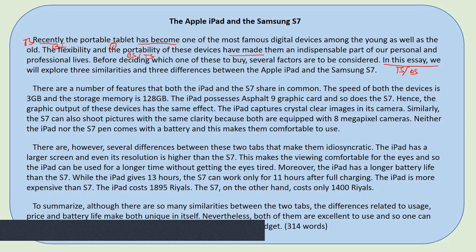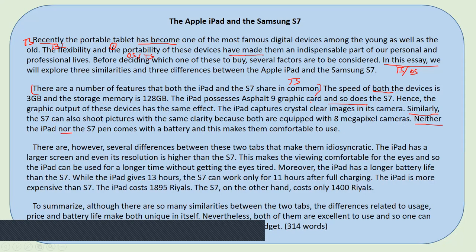So after the introduction, you have a topic sentence, like "There are a number of features that these things share in common." This is the topic sentence for paragraph number 1. And now you come to the comparisons. Speed of both: the iPad possesses, and so does the S7. Similarly. And the last sentence, you use neither, nor.